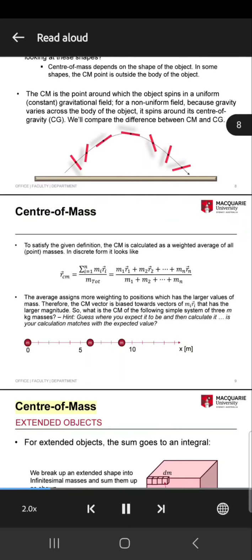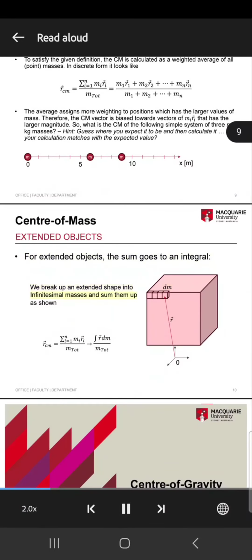Center of mass. For extended objects, the sum goes to an integral over dV. We break up the extended shape into infinitesimal masses, and the sum becomes an integral, as shown. Center of gravity.